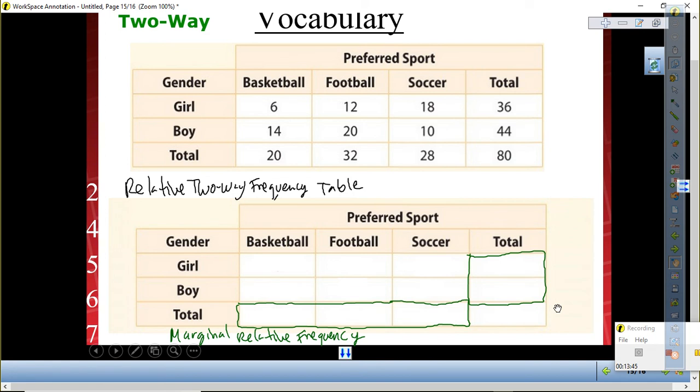Okay, so now that we have the edges, let's see, Jerry, can you give me one cell of the marginal relative frequency, what would you write and where? On basketball, tell me what to write. And that becomes 0.25. That is correct. So when I indicate, find me the marginal frequency, what am I talking about? The totals, the edges. Are we there so far? All right.